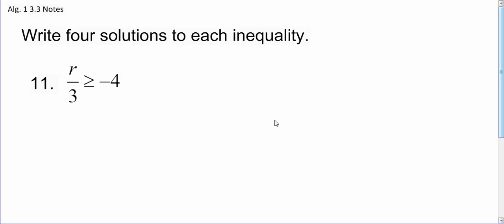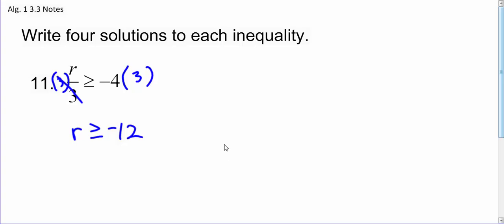Number 11, r divided by 3 is greater than or equal to negative 4. Now this says to write 4 solutions to the inequality. You'll see a few of them like this. It's kind of an interesting problem. It's not really a tough problem. It's just different, and I wanted you to see it on your notes. So we're going to multiply both sides by 3, and you have to switch the inequality because you multiply a negative. Did you catch that? No, the inequality stays exactly the same. It's all about the 3, not the negative 4. We multiplied by a positive. That's fine. Don't switch that inequality, kids.